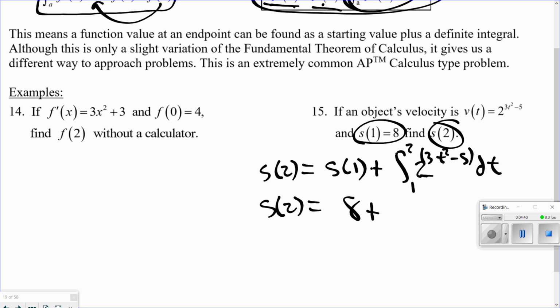Why don't you go ahead and pause the video, grab your calculator, go to the math menu, the function integral, and take a second to figure out what this is equal to. Then we'll come back and finish up here.